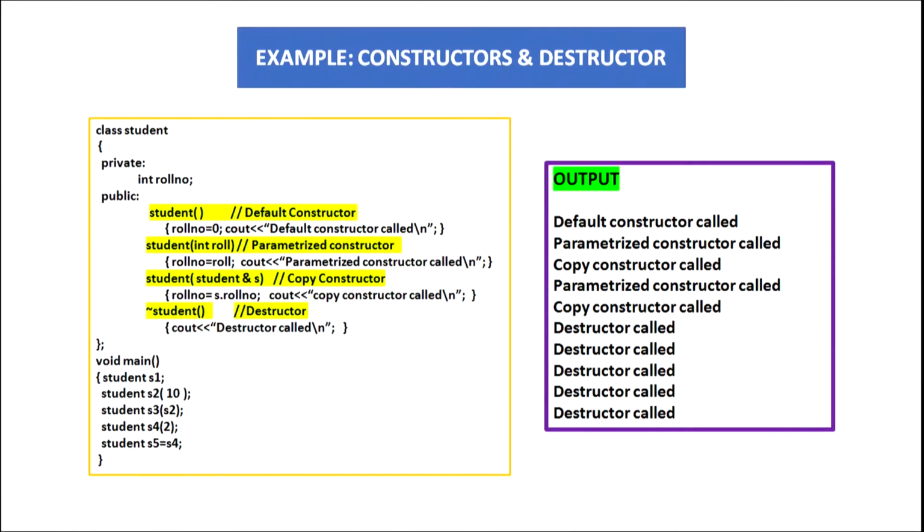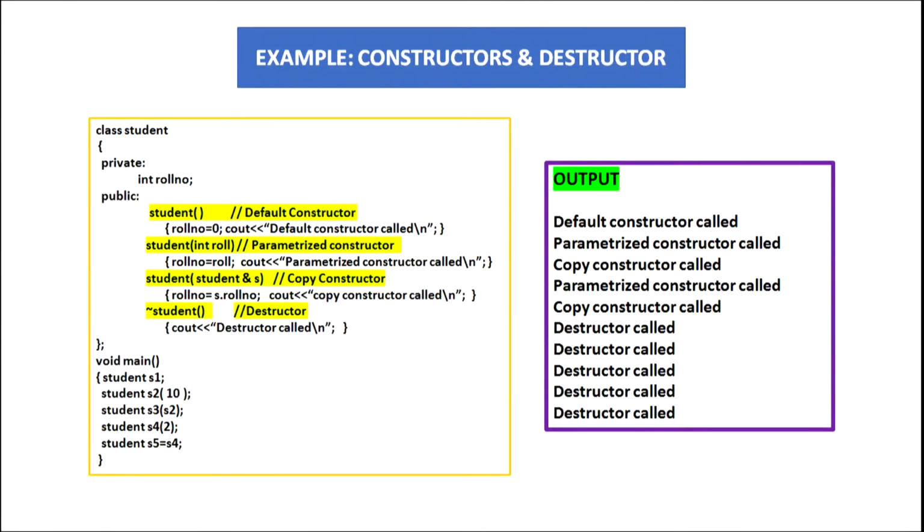The next is the copy constructor, which is Student and within parenthesis Student &s, and here we are assigning the value s.roll number to roll number and the cout statement is "copy constructor called". The last function is a destructor function. You can see it is preceded by a tilde sign and has the same name as that of the class, and in this we have one single statement, cout "destructor called".